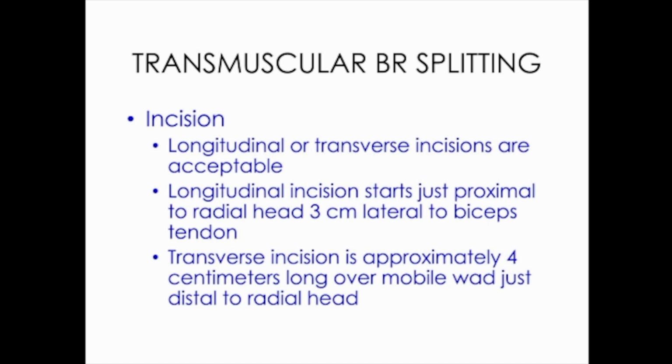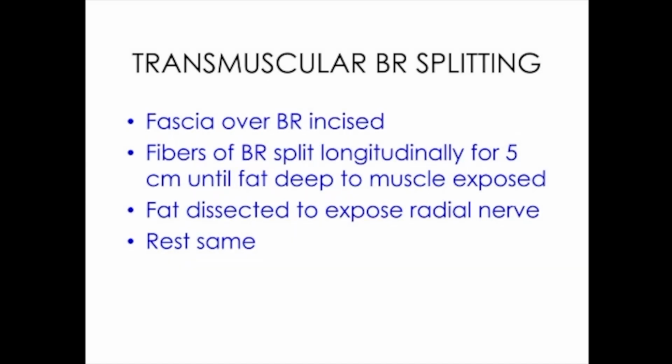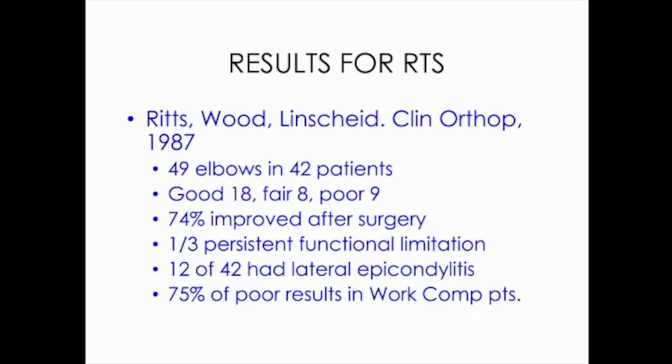And then finally, the approach which I prefer is the transmuscular brachioradialis splitting approach, which can be done through a longitudinal or transverse incision. The longitudinal incision starts just proximal to the radial head and 3 centimeters lateral to the biceps tendon. The transverse incision is about 4 centimeters long over the mobile wad, just distal to the radial head. So the fascia of the brachioradialis is incised, and the fibers of the muscle are split longitudinally for about 5 centimeters until the fat deep to the muscle is exposed. And you dissect through the fat, you expose the posterior interosseous nerve, and the rest of the procedure is the same.